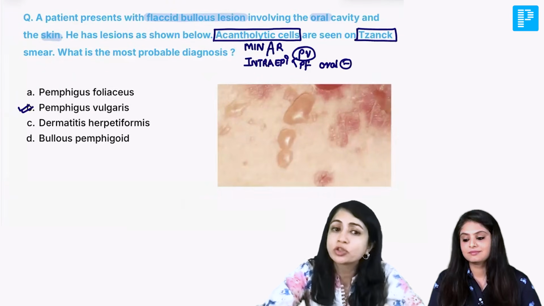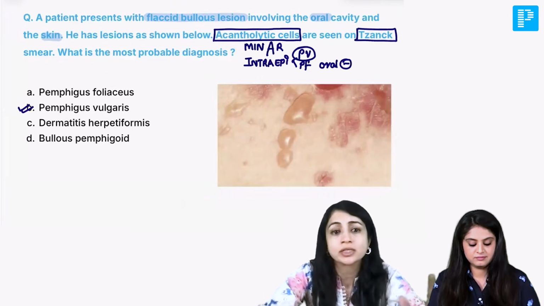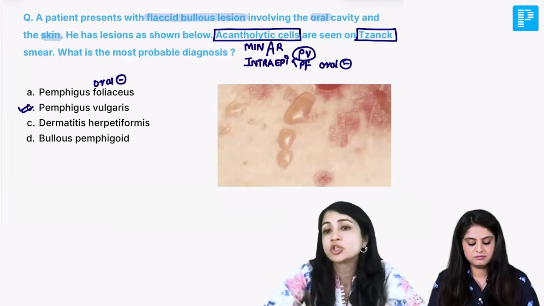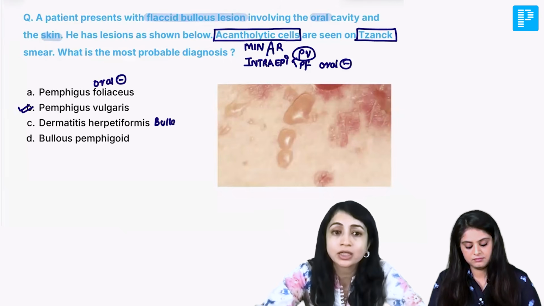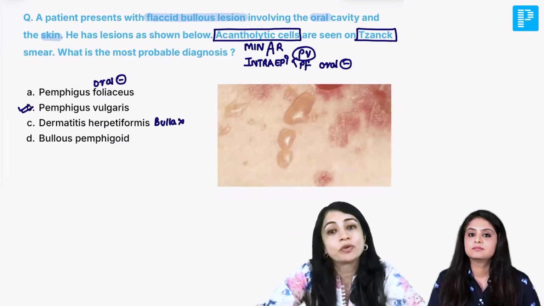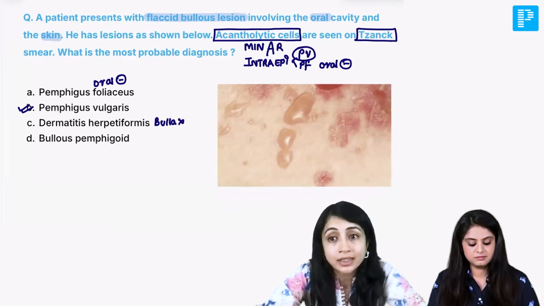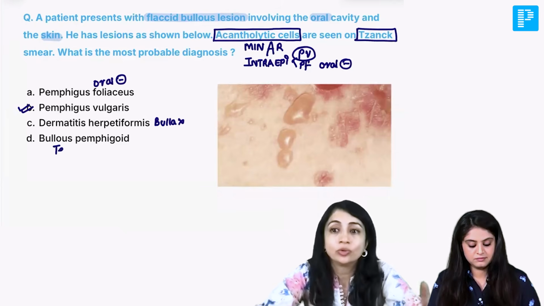We look at the other options. Foliaceus, oral involvement is not seen. Dermatitis herpetiformis, you do not see any bulla. We do not see any other history suggestive of dermatitis herpetiformis. And in bullous pemphigoid, the bulla would be typically tense and there will be no acantholytic cells.